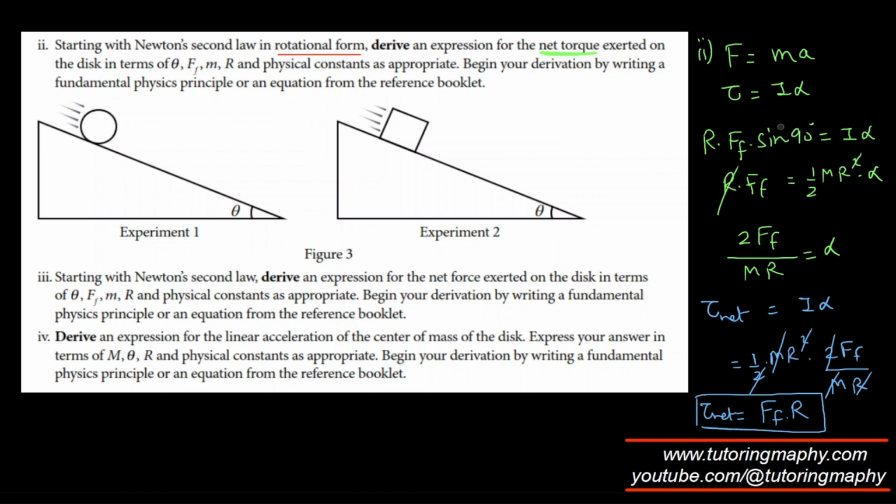I already got RF as the net torque over here, but for some reason they wanted me to start with Newton's law in rotational form and eventually find alpha and then plug that back in to find the torque. Anyway, so that will be the net torque in terms of FF and R. There are no theta and M involved over here.